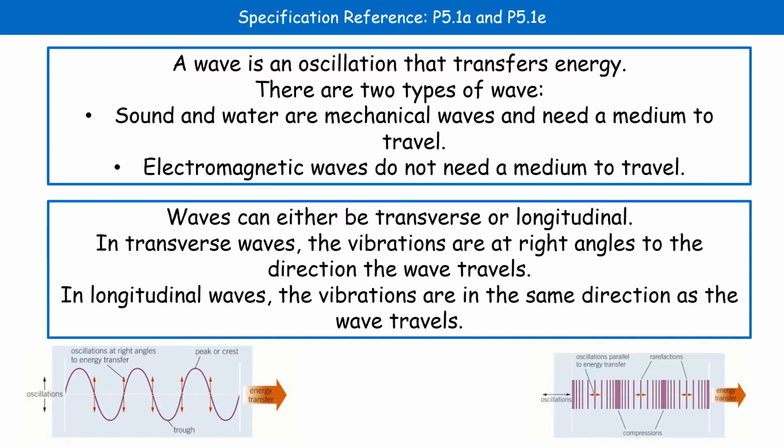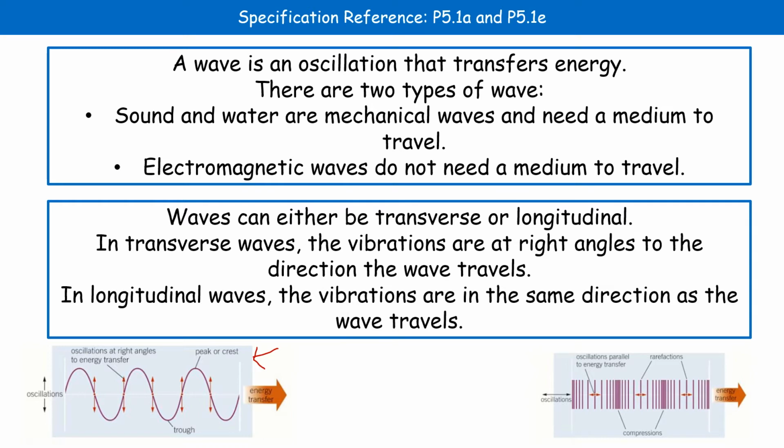As far as our waves go, we will classify them as either transverse or longitudinal. If we think transverse waves first of all, then this is where the vibrations are at right angles to the direction the wave travels. And what we can see is this little diagram in the bottom left gives us the diagram for a transverse wave. So notice the oscillations on the left hand side there of the graph are at 90 degrees to the direction that the wave is moving.